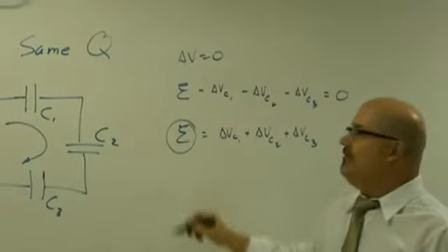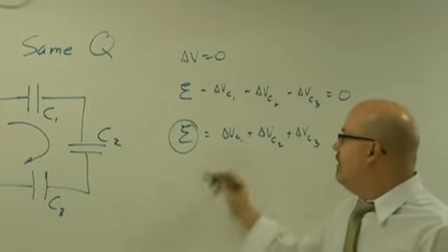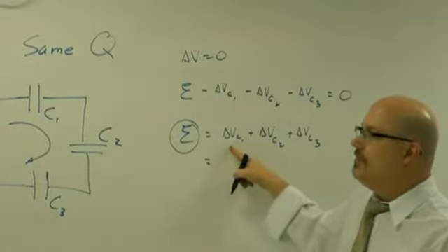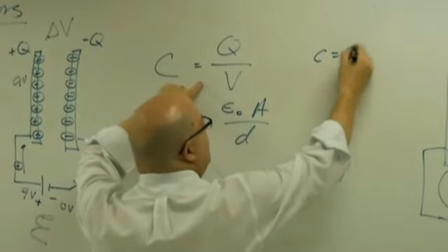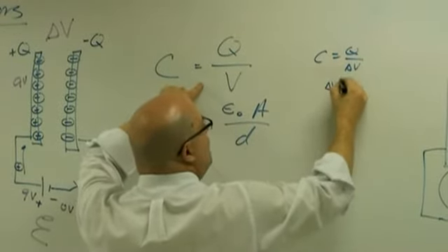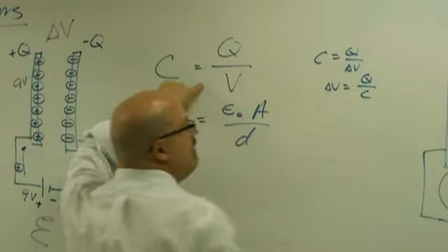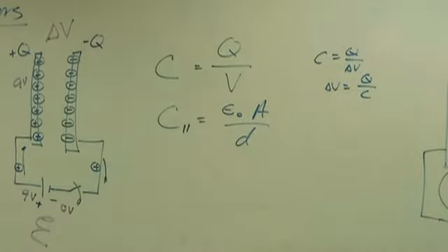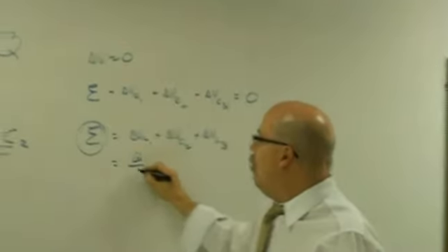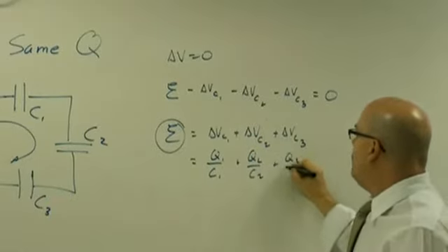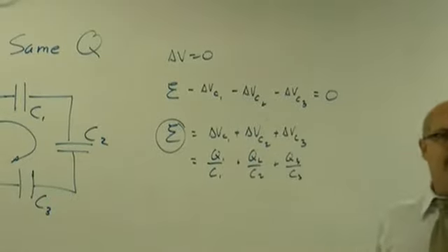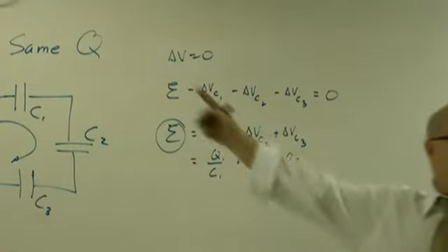You could call this the total voltage, if you want. But right over here, look at this. How do I find delta V for a capacitor? That's C equals Q over delta V, or delta V equals Q over C, right? So I'm going to take that and plug it in for each one. So I'm going to get Q1 over C1 plus Q2 over C2 plus Q3 over C3. Do you see it? It's all the same. All the Q's are the same.